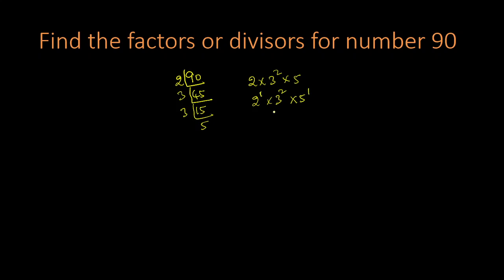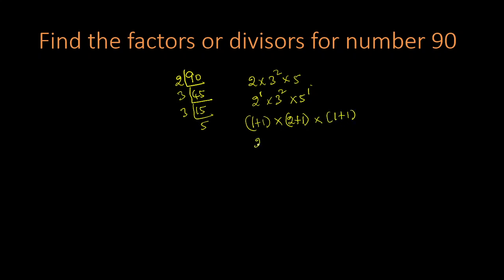Now, how will you identify the number of factors? You take the power of 2. The power of 2 is 1, so 1 plus 1 is 2. The power of 3 is actually 2, so take this 2 and add 1 to that. 2 plus 1 is 3. Now, the power of 5 is 1, so 1 plus 1 is equal to 2.